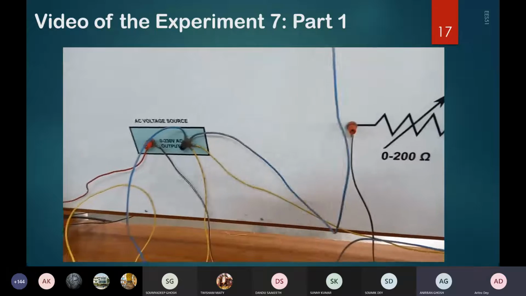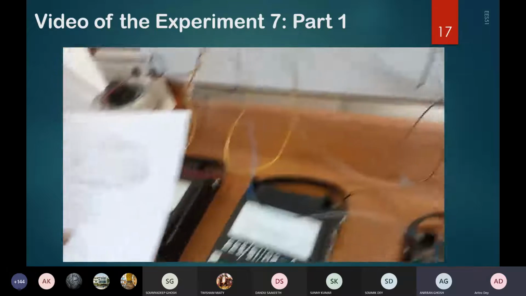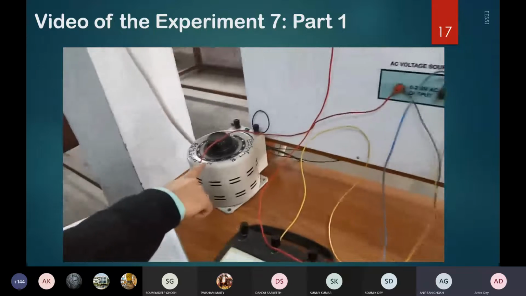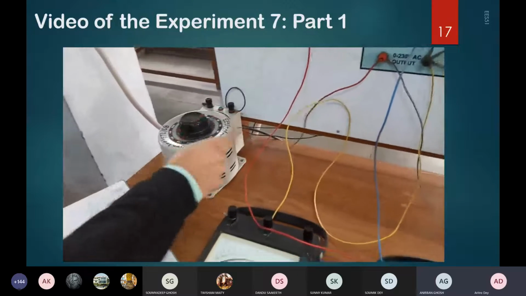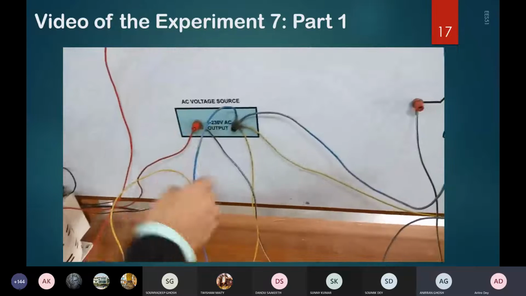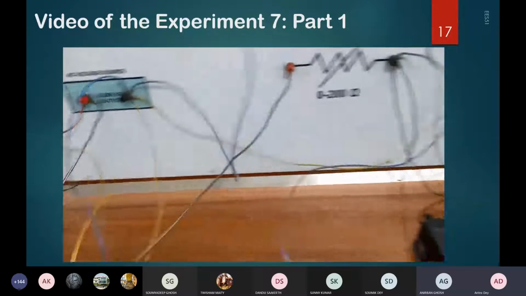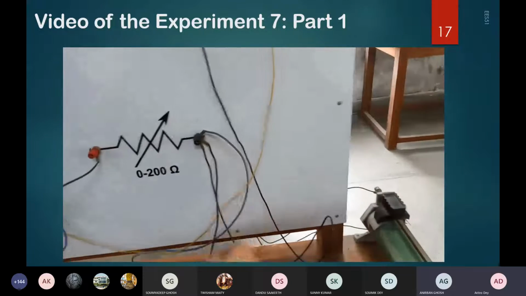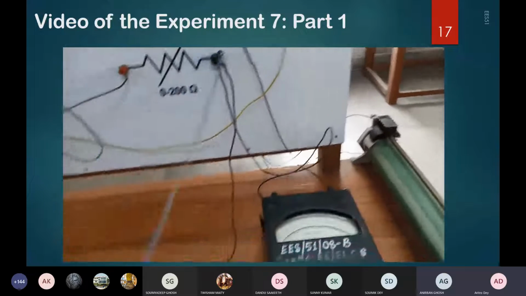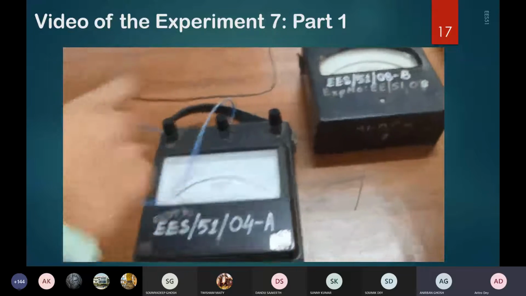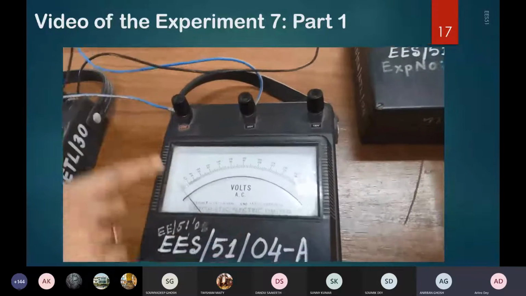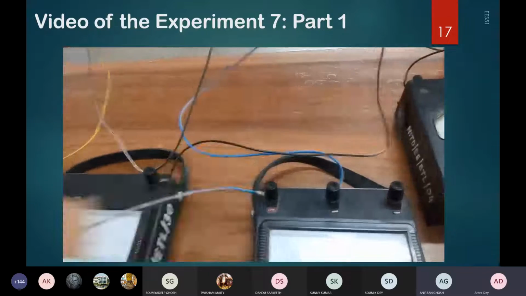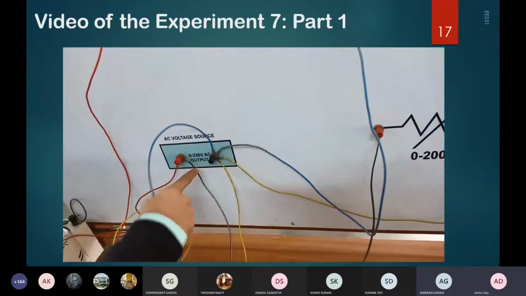Okay, so this is how we are preparing the circuit. Once more I am demonstrating. Starting from the variac, this variac output is there. Then from variac to rheostat, then from the rheostat one terminal is going to this voltmeter, which is measuring the drop across the rheostat, and through this we are closing the circuit. We are closing the circuit like this.